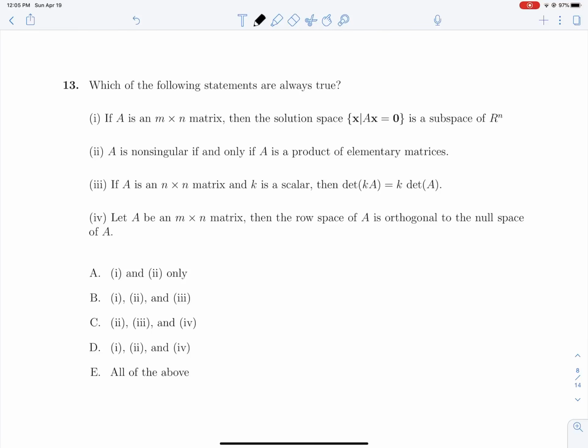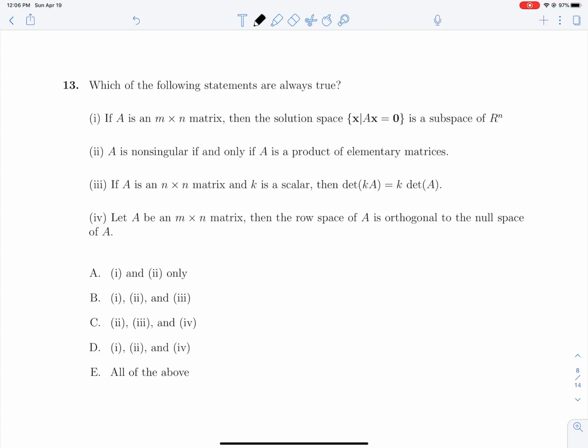13. Which of the following statements are always true? 1. If A is an m by n matrix, then the solution space, the set of x for Ax equals 0, is a subspace of Rn.